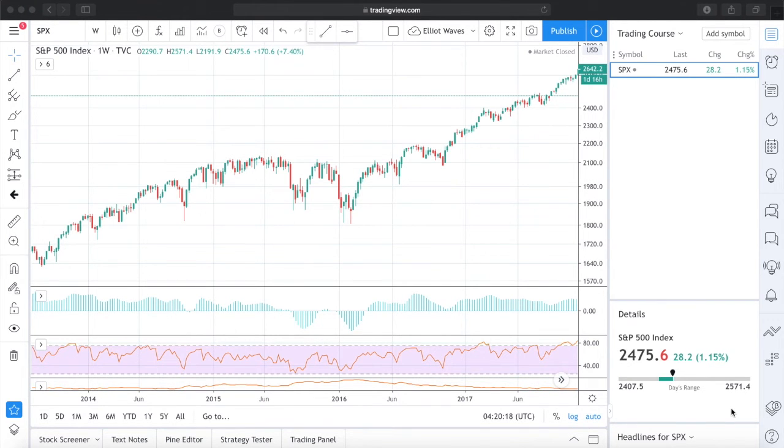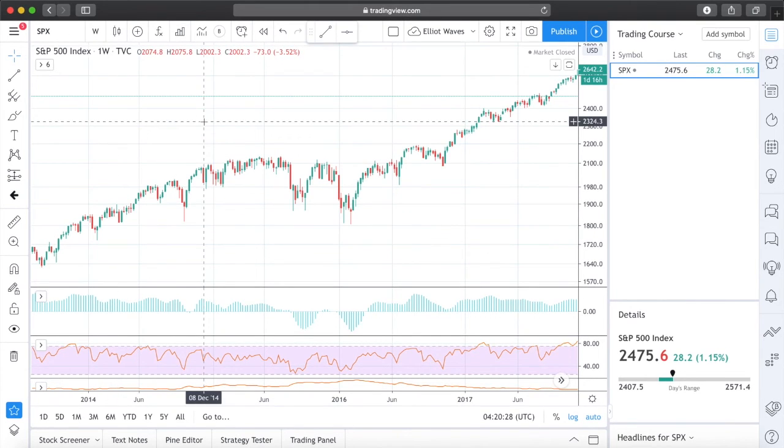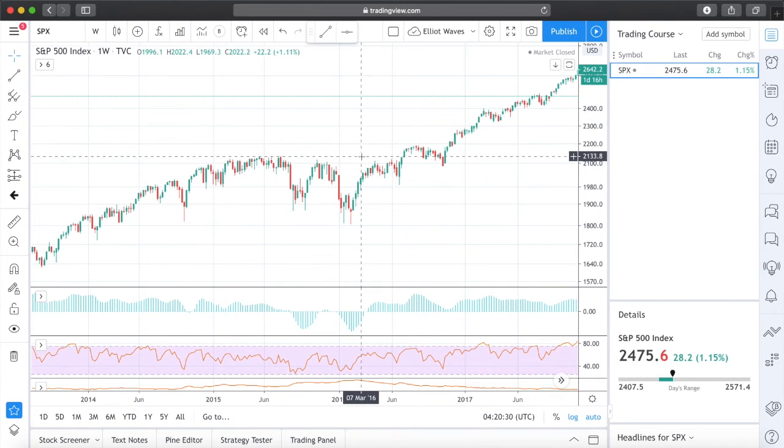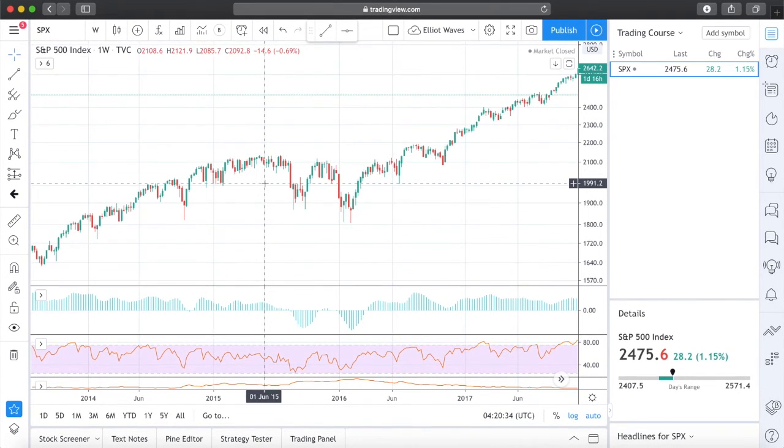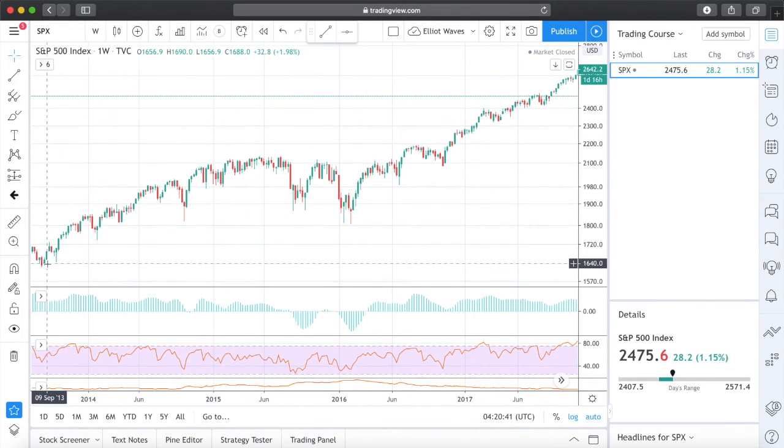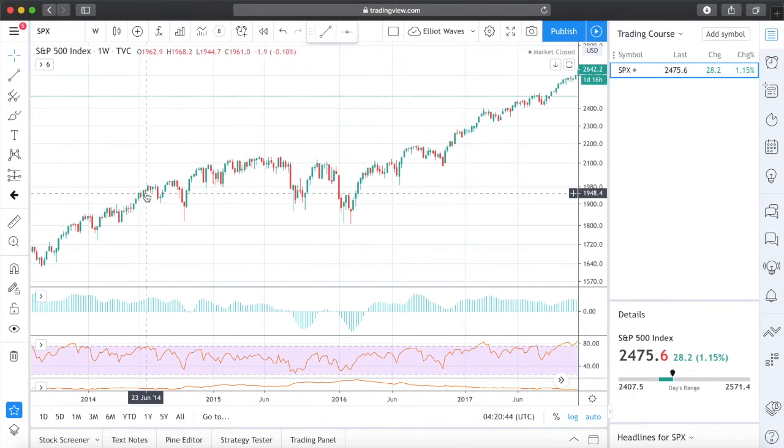Alright guys, let's take a look at some real examples. I'm going to show you some real demos. So here is a weekly chart of the S&P 500. I'm going to use this chart to show you how you can find a support or resistance level. When you see this chart, it's obviously an uptrend, so the price is going up.